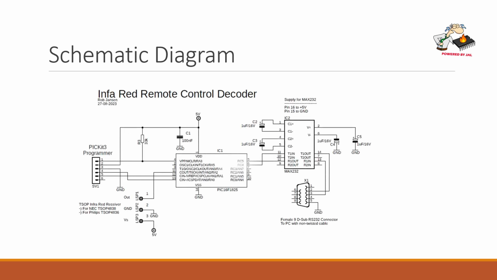So the schematic diagram is quite straightforward. The heart is of course the PIC microcontroller. On the left you can see the connection of the infrared receiver, which is connected to the interrupt pin, and on the right the MAX232 driver IC to connect to the PC.